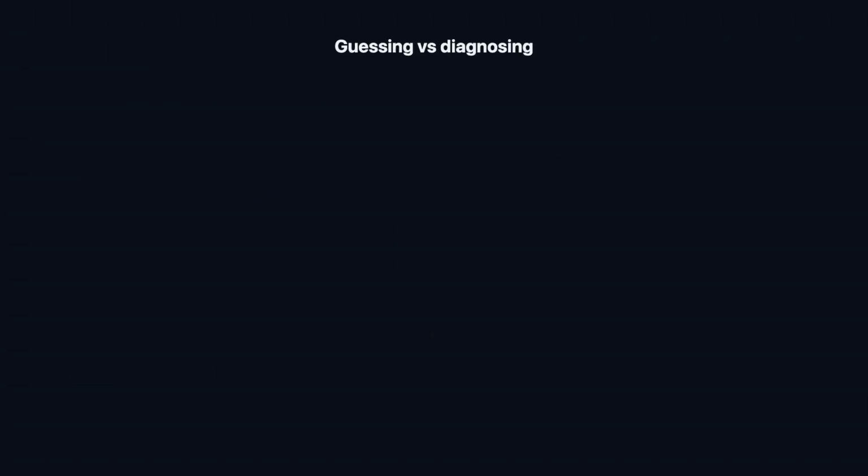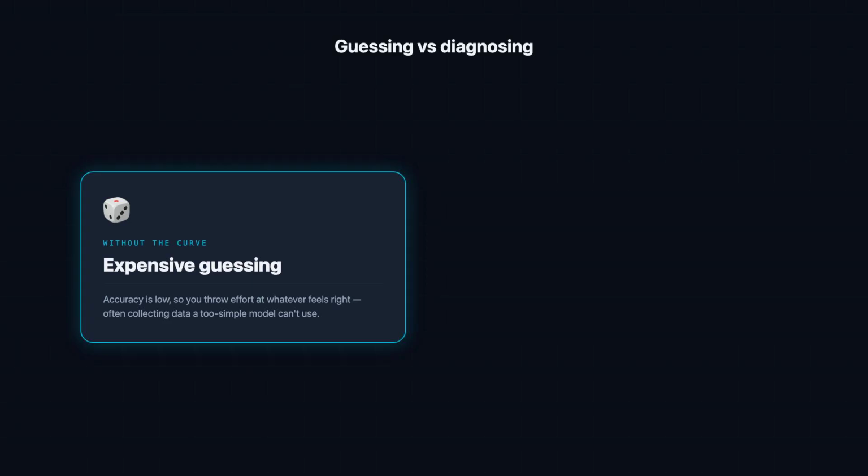Here is the shift the learning curve gives you in one honest comparison. Without it, you're basically guessing. Accuracy is disappointing, so you throw effort at whatever feels intuitive, maybe gathering thousands more examples, only to find weeks later that the model was too simple all along and the data never mattered.